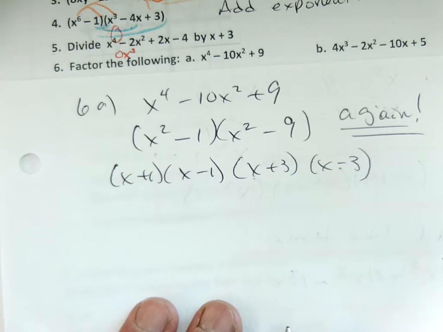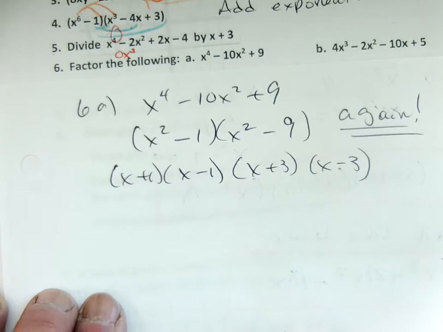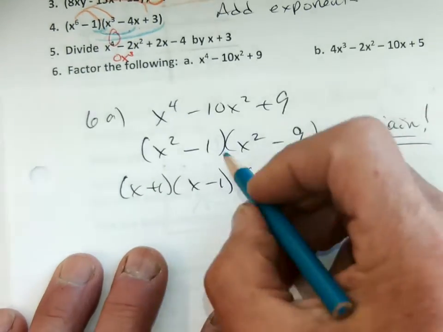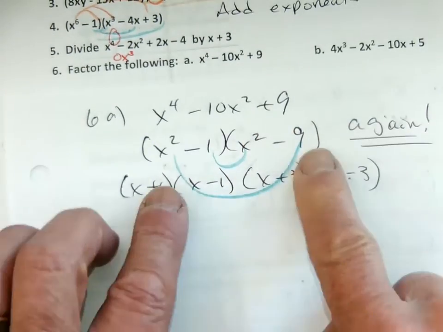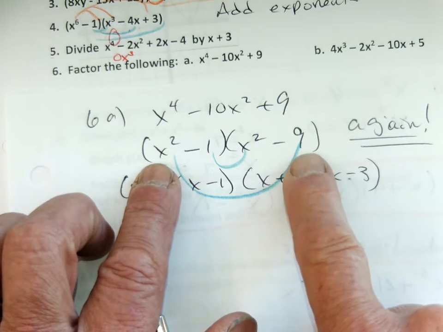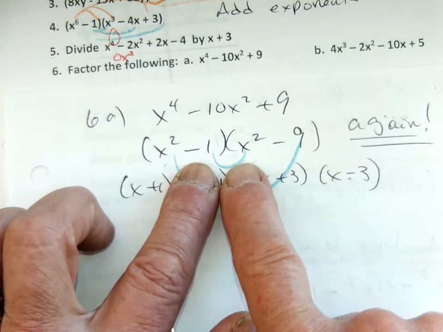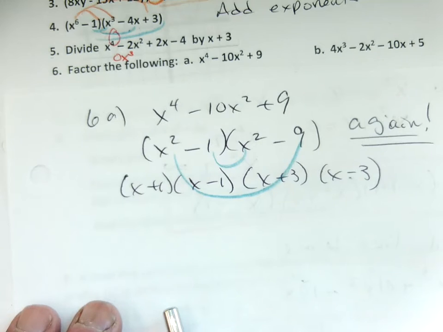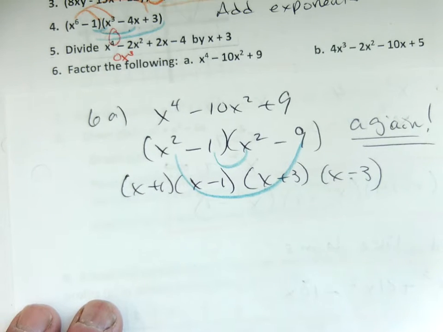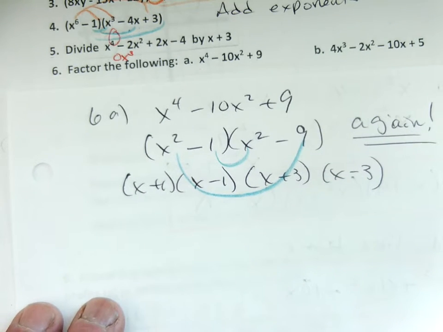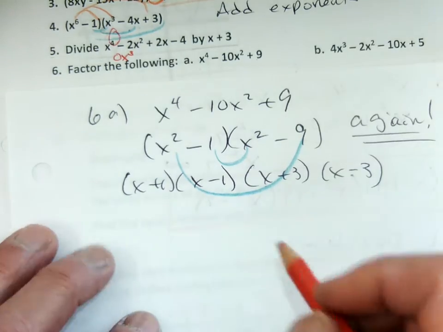Yeah, Madison? How does negative 9 and negative 1 equal negative 10? Great, let's do our double smiley. Negative 9x squared minus 1x squared makes negative 10x squared. Good question, Madison. And that is my answer to 6a.